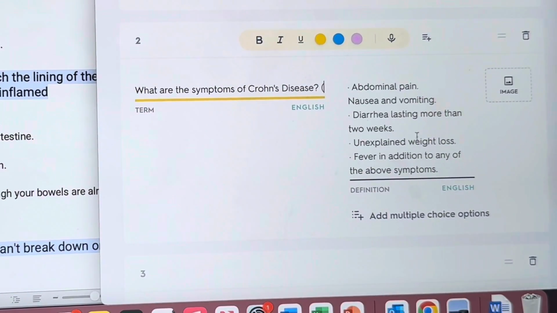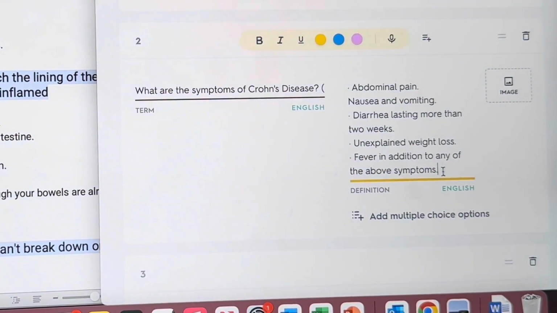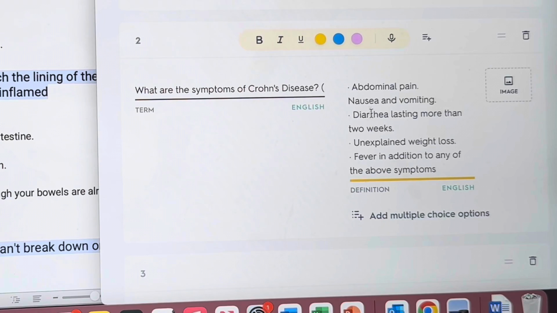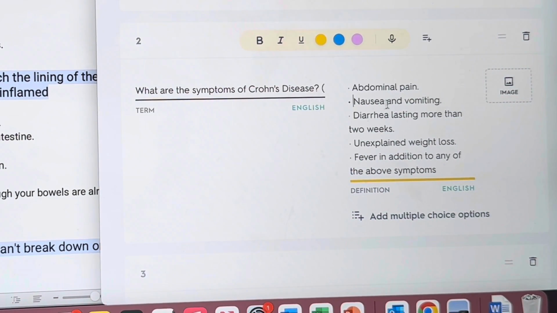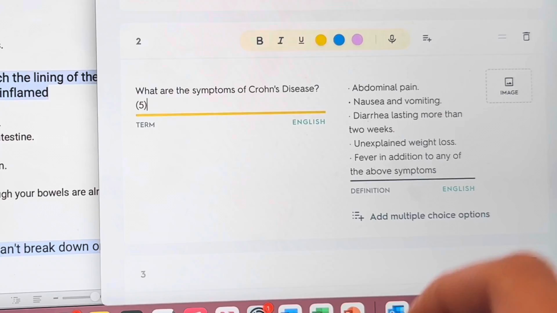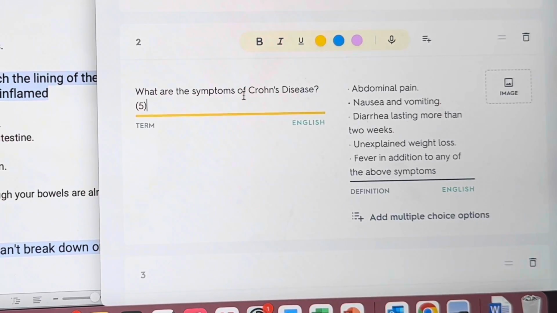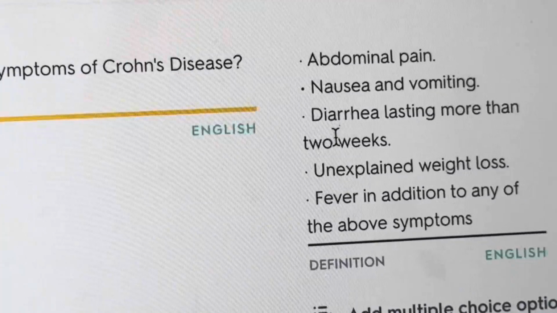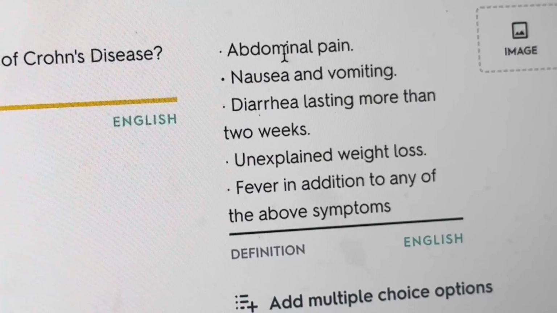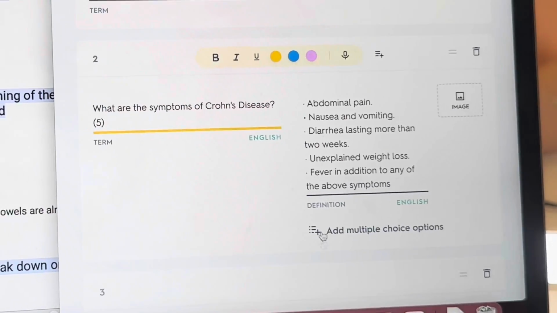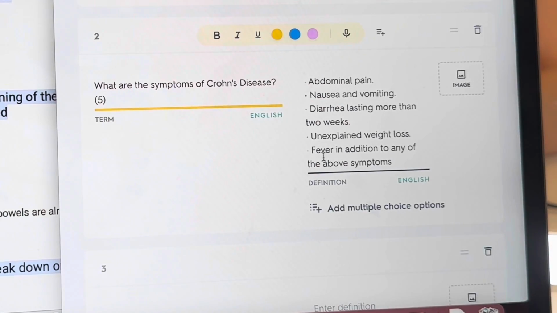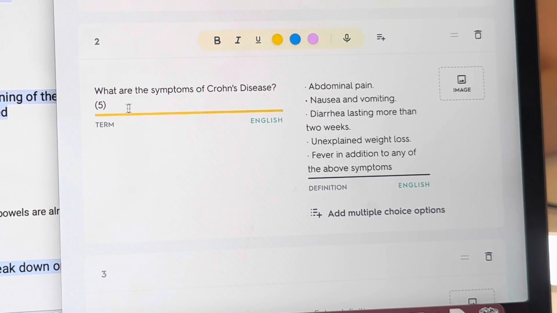And then also, see how there are so many, that's a lot to remember. I'll count the number of them. So we have 5 symptoms: abdominal pain, nausea and vomiting, diarrhea more than 2 weeks, unexplained weight loss, and fever. So I'll put a little 5 here to remind myself when I'm doing the flashcards that there are 5 symptoms. It makes it easier for me than having to remember all of the symptoms, not knowing if I got them all when I'm guessing before I look at the flashcard. So I just like to do that to help myself out.